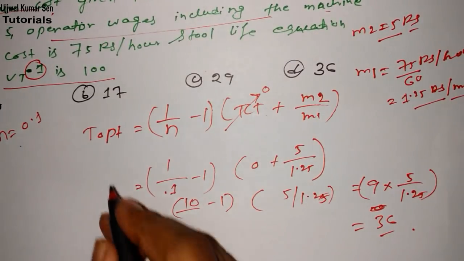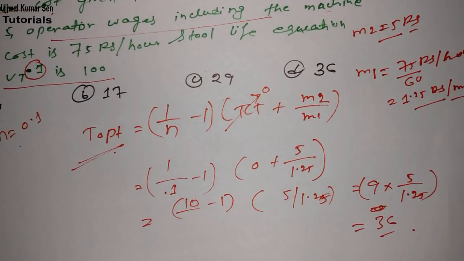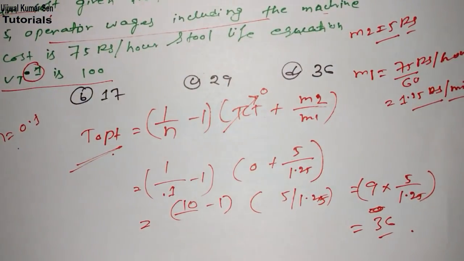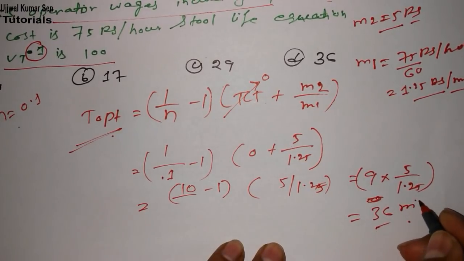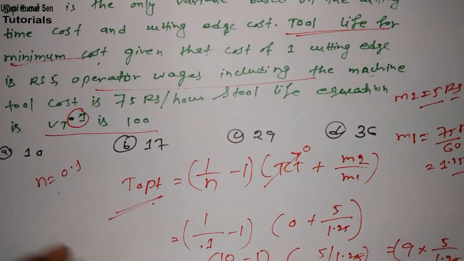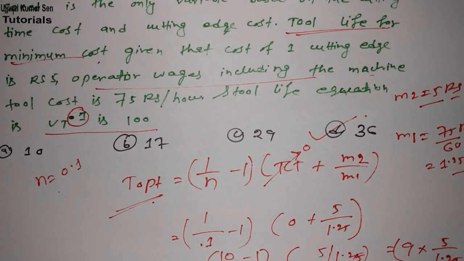Now you can see this optimum time, right? So the optimum time for tool life at minimum cost is given as 36, but we now have to choose the unit. So what we got? 36. Now can you guess the unit of this? Yes, the unit of this is minute. So which one is the right answer? That is D. So this is how you can solve questions related to T optimum.